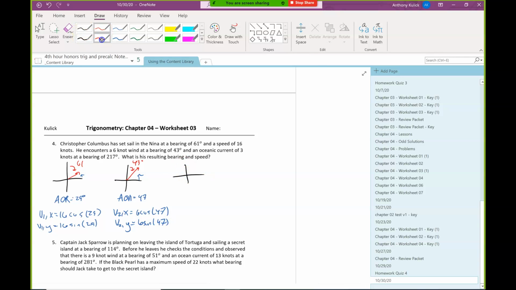And then the last one, we have this bearing of 217. So 90, 180, and then 37 more gets us to here. So our angle of rotation is going to be 90, 90, and then the complement of 37 is 53. So 233 is our angle of rotation. So v3x is going to be 3 cosine 233. And the y is going to be 3 sine 233.